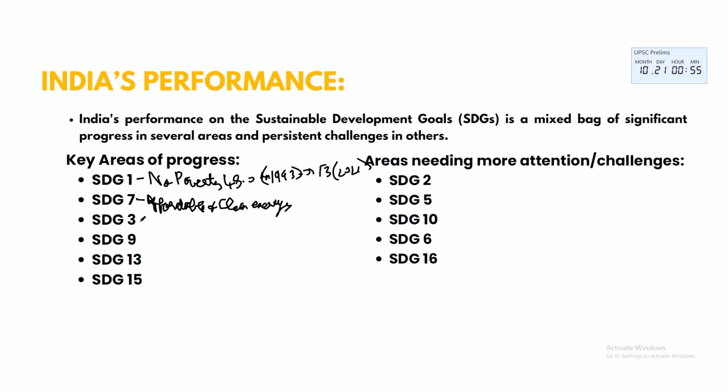Next one is SDG 3, which is good health and well-being. Improvements in under 5 mortality rate, neonatal mortality rate, the proportion of population using basic drinking water services increased from 79.9% in 2000 to 93.3% in 2022. Next one is industry innovation.